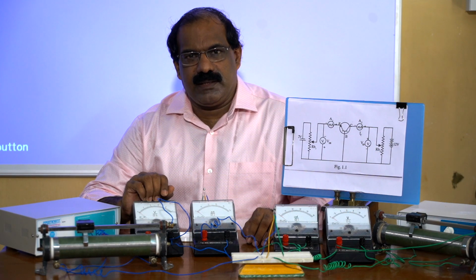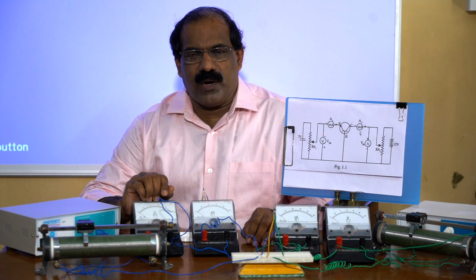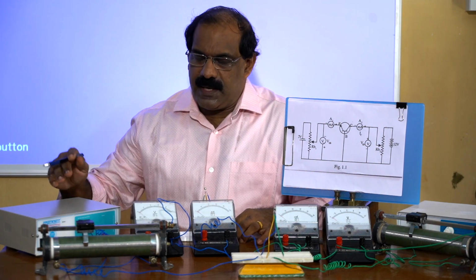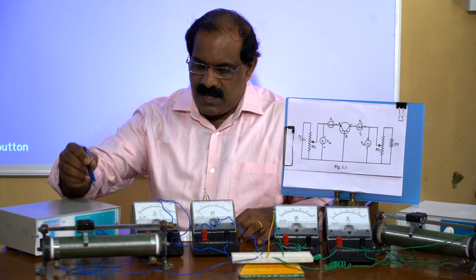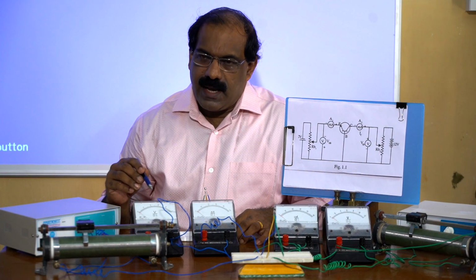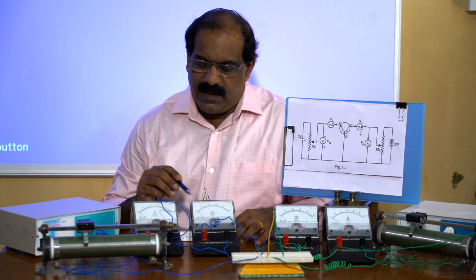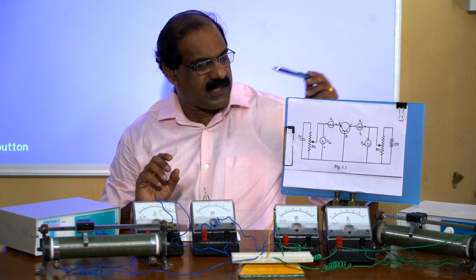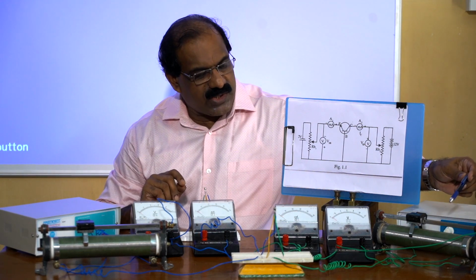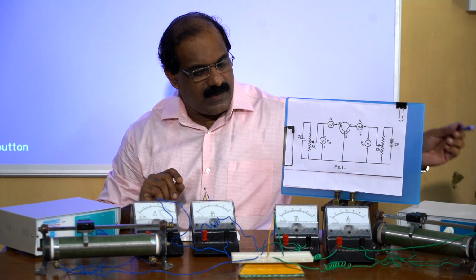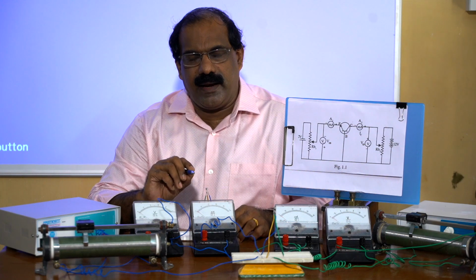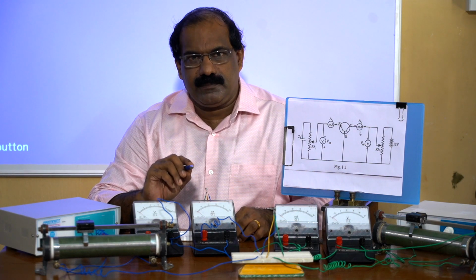We are provided with an NPN BC107 transistor, and for the input side we have a power supply, a rheostat, and to measure the voltage and the current, a voltmeter and ammeter. Similarly, for the output side, a power supply unit, a rheostat for varying the voltage, and a voltmeter and ammeter to measure the current and the voltage.